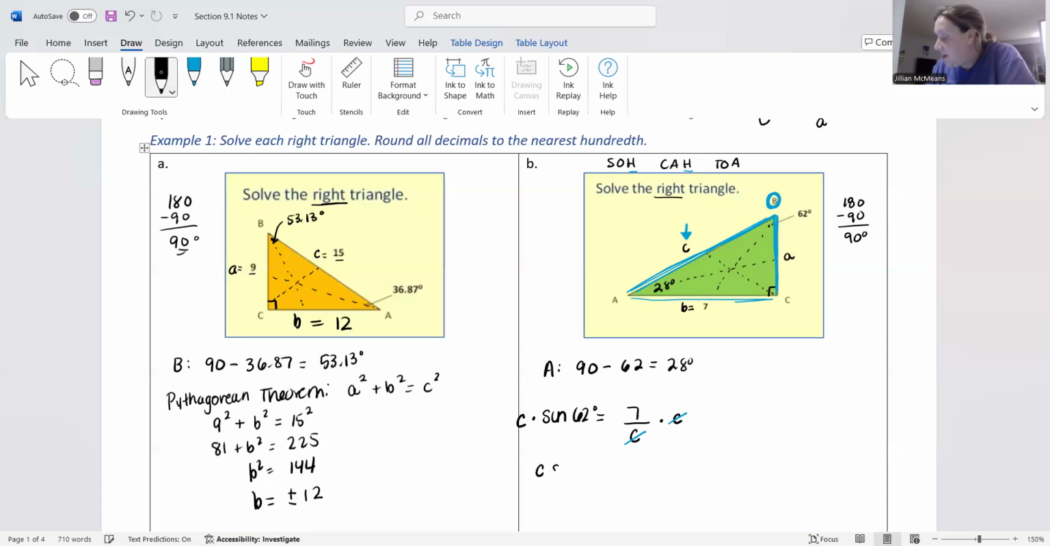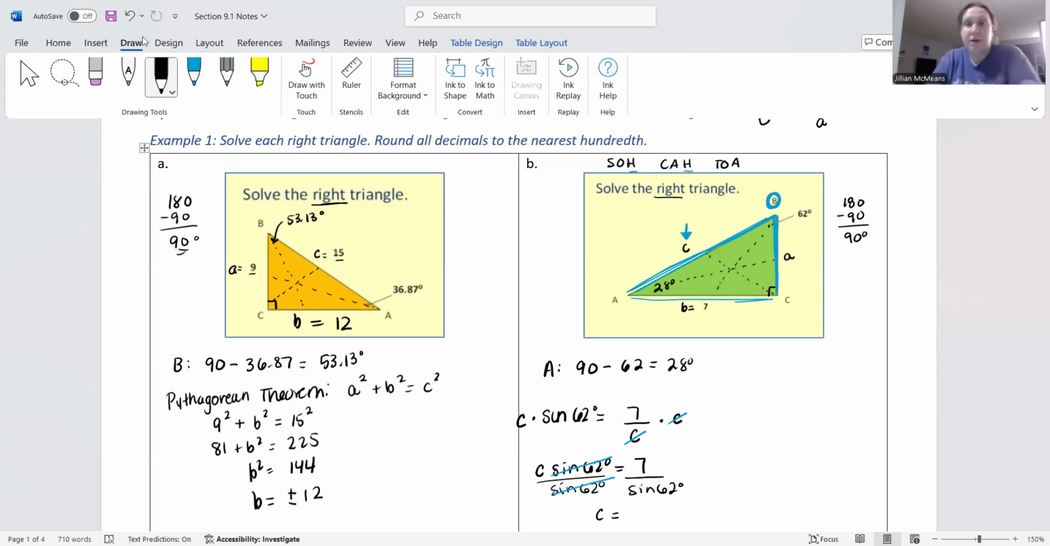So I end up with C times sine of 62 degrees, and that's going to equal 7. Well, remember, sine of 62 degrees is just some number. So I can undo this multiplication of C and sine of 62. So we're going to divide both sides by sine of 62 degrees. On the left, sine of 62 degrees divided by itself just becomes 1. So I'm left with just C. And C is going to equal 7 divided by sine of 62.